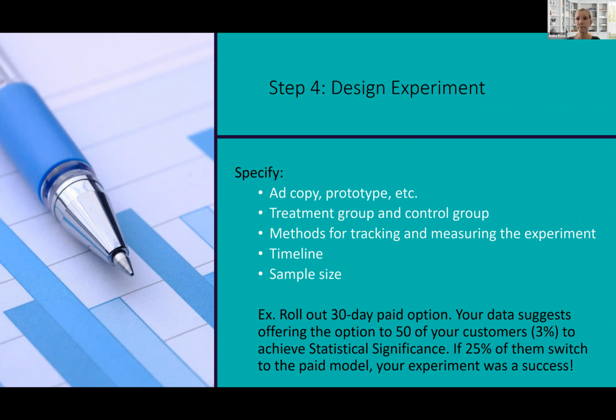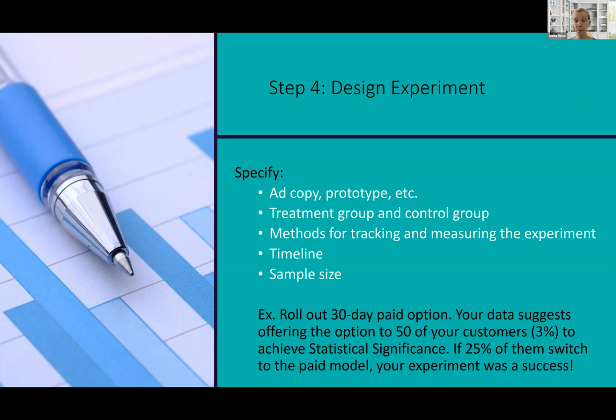Now, with this particular example, we roll out the 30-day paid option. What we do is 30 days freemium, no cost, but then it reverts to a 1-year paid subscription. Here, your data suggests offering the option to 50 of your customers. So they have 50 customers, potential customers, whatever the case may be, which is 3% of the total customer pool. And 50 is a good number because you can achieve statistical significance with 50 in this group. And then if 25% of them switch to the paid model, then your experiment was certainly a success.